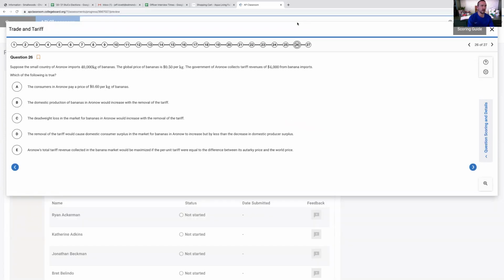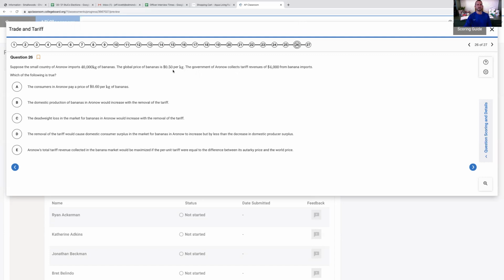Suppose the small country of whatever that is, Aranau, imports 40,000 kilograms of bananas. That's a lot of bananas. The global price of bananas is 50 cents per kilogram. The government of Aranau collects tariff revenues of $4,000 from banana imports. Okay, so the tariff revenue is $4,000, and we're importing 40,000.